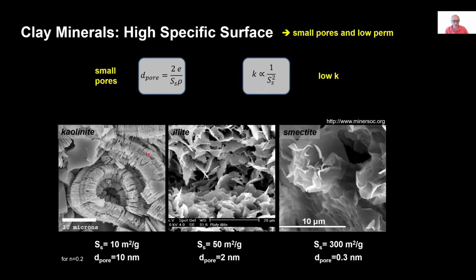So let's do some computations. For example, if the porosity was 0.2, and sorry, but you have to convert from porosity to void ratio, then you use the equation above, and for a kaolinite with 10 meters squared per gram, the mean pore size would be 10 nanometers. However, for illite, it would be 2 nanometers mean pore size, and for a montmorillonite and smectite, it would be 0.3 nanometers. We are really at the atomic scale.